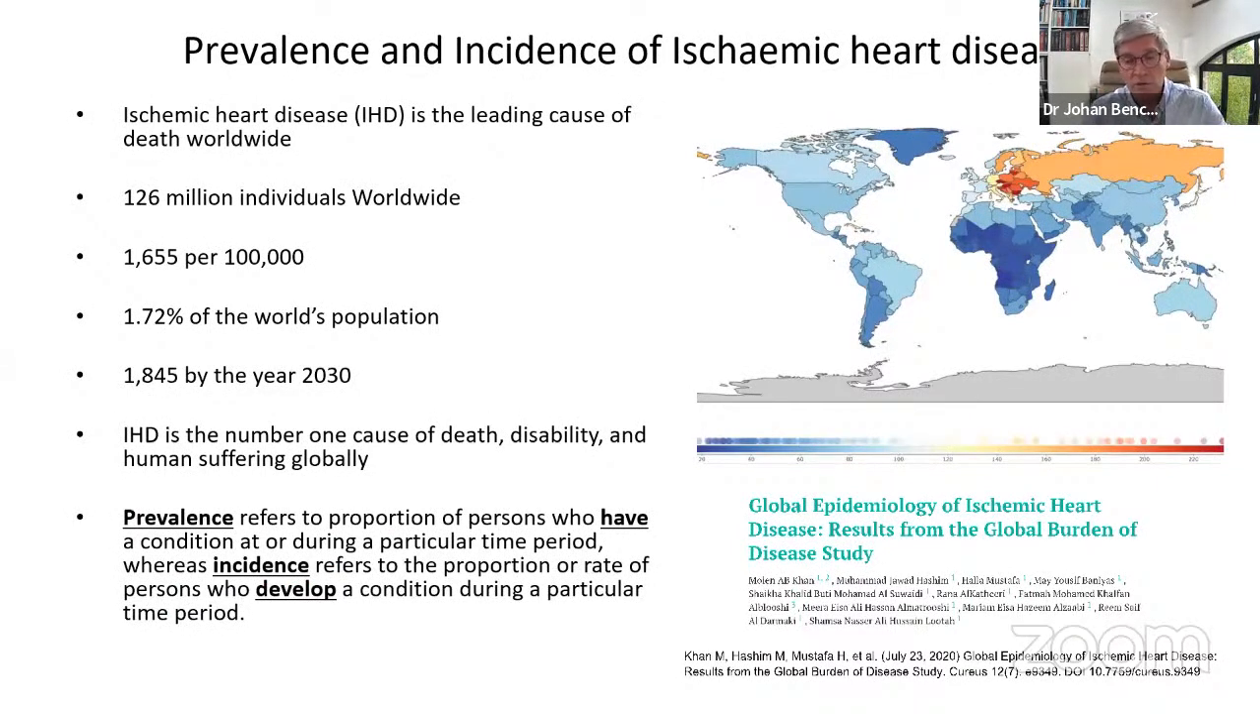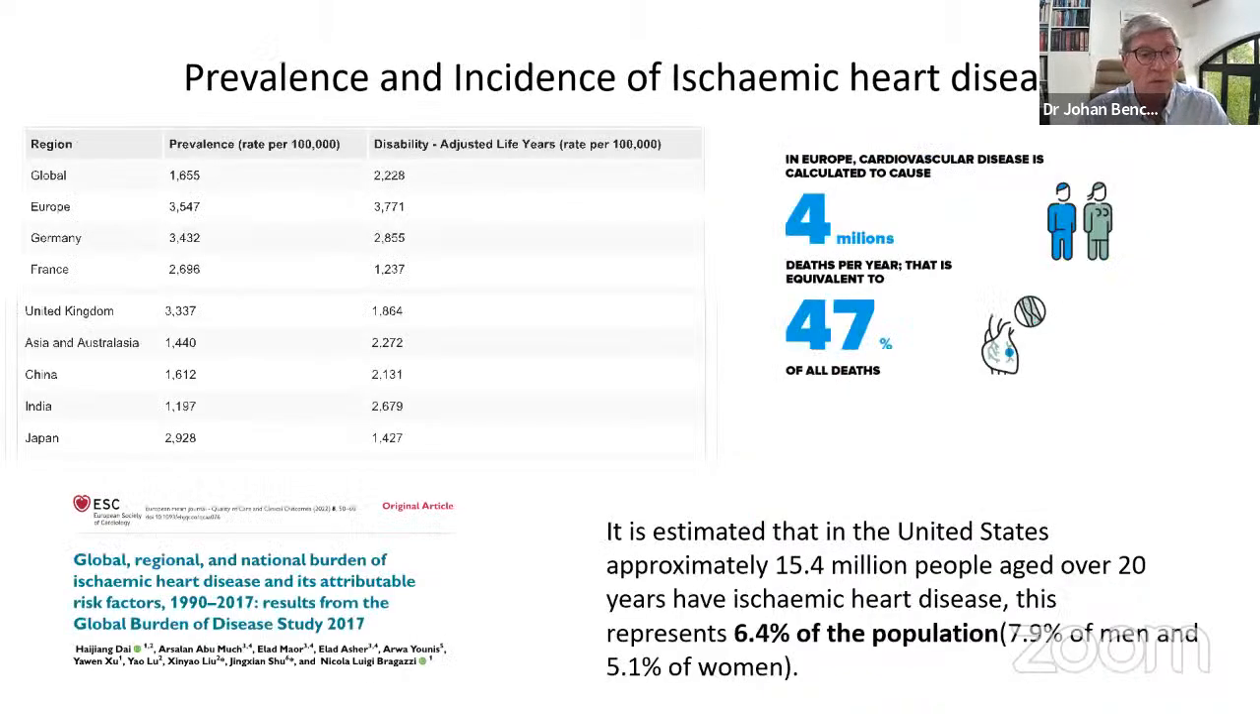Just to come back, to explain the difference between prevalence and incidence, just to make it clear. Prevalence is the proportion of persons who have a condition, and incidence is the proportion of people that develop the condition, just so that the next few slides can make a little bit more sense.